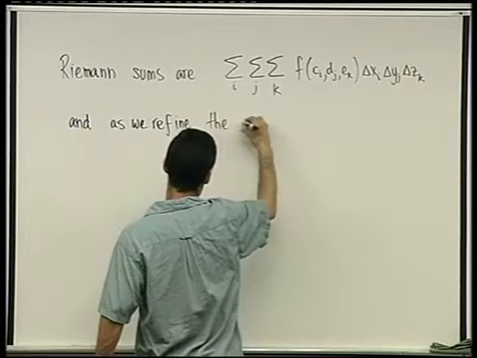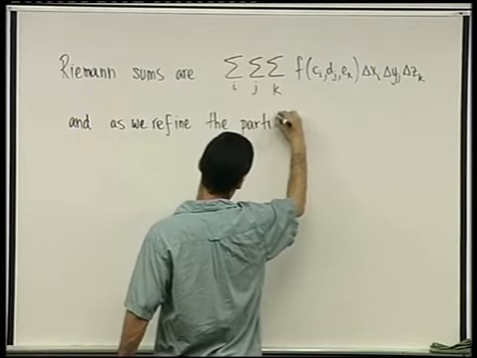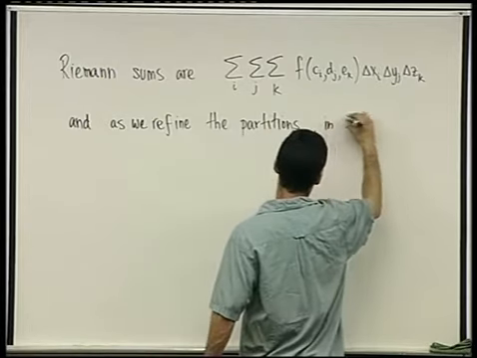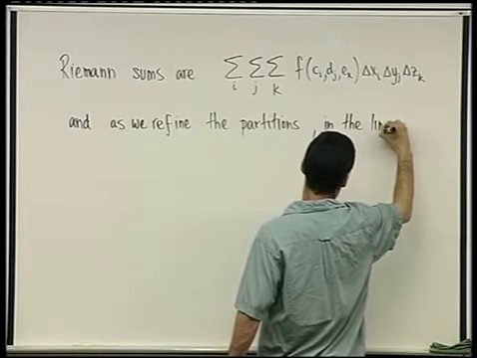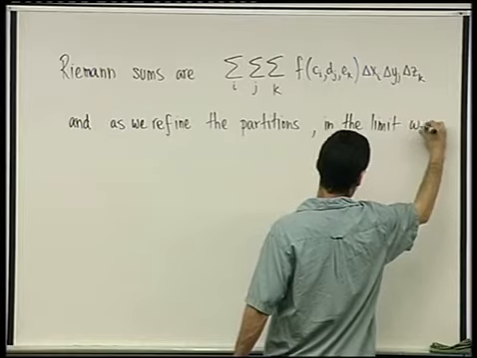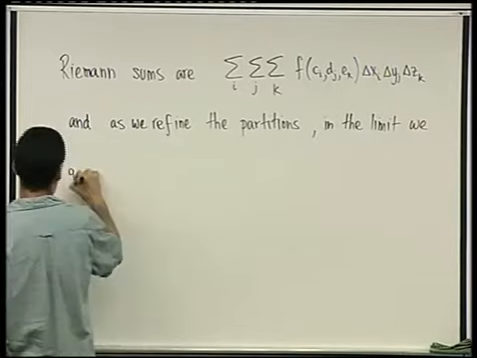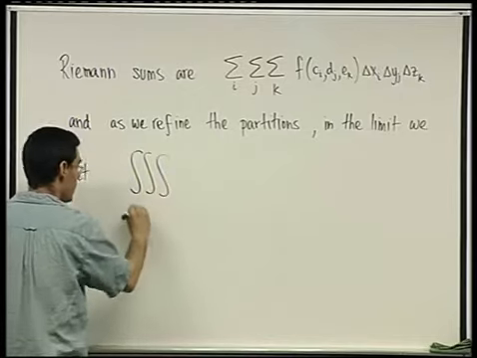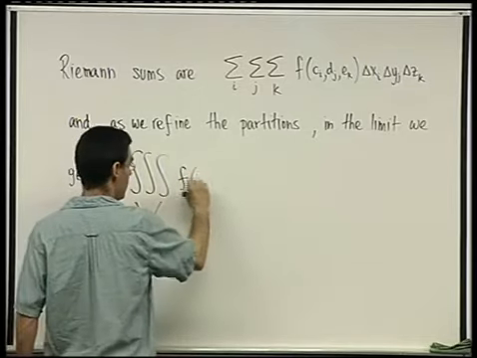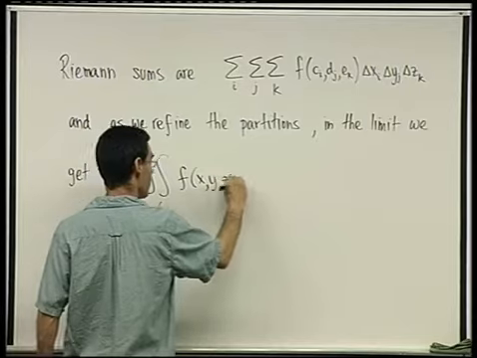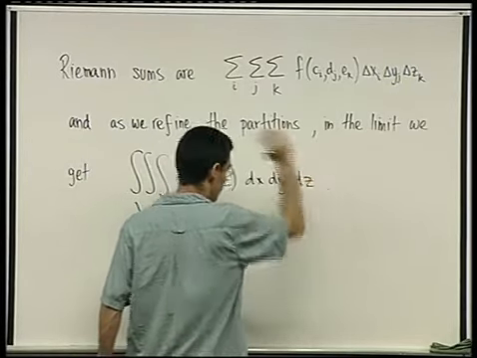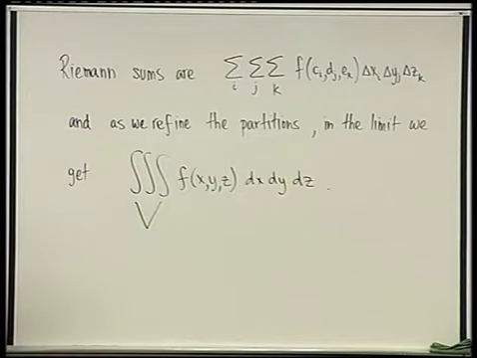Okay, and as we refine the partition, in the limit, we get the triple integral over V of f of x, y, z dx dy dz. Okay, clear?